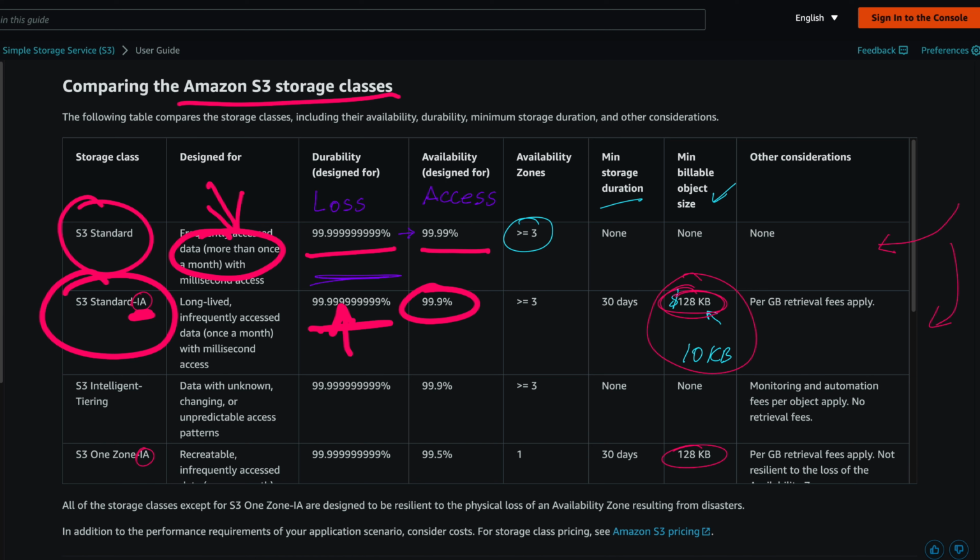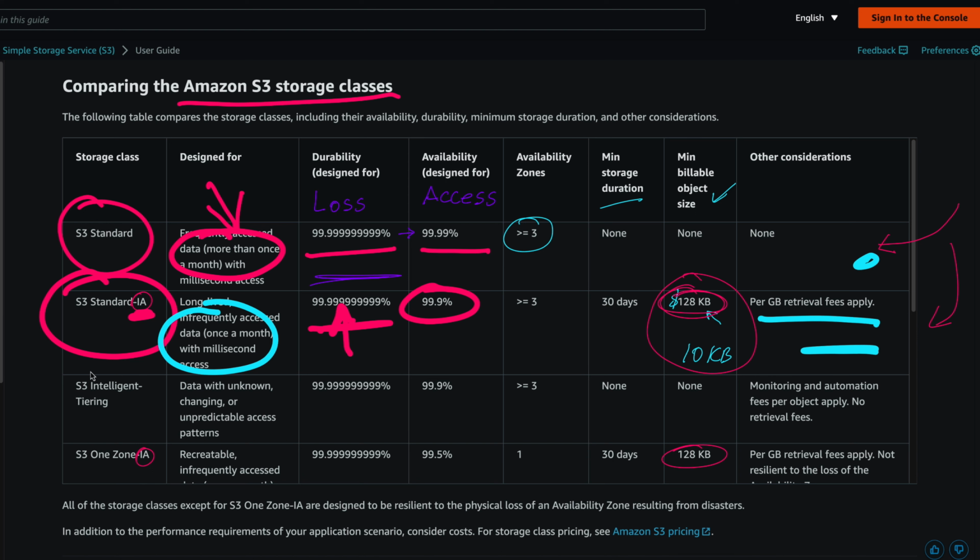Now another important thing is the per gigabyte retrieval fee for accessing your objects in this tier. So again, this tier is designed for objects that you only need to access about once a month. If for some reason there are some objects that you need to access, let's say 10 times a month, and the objects are maybe 20 gigabytes in size, this retrieval fee here can cost you more than if you would have just placed those objects in S3 Standard.